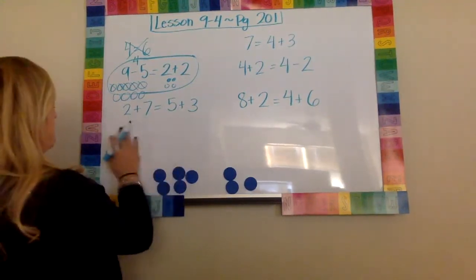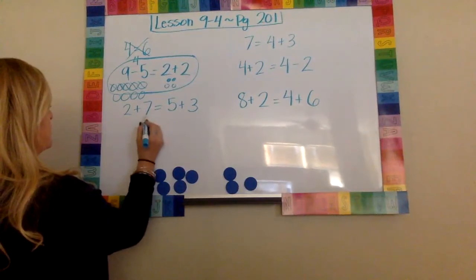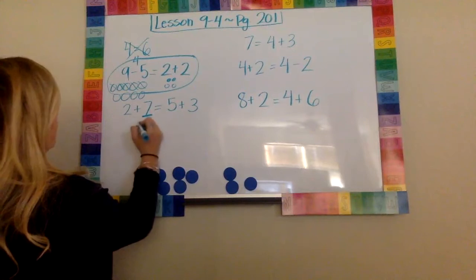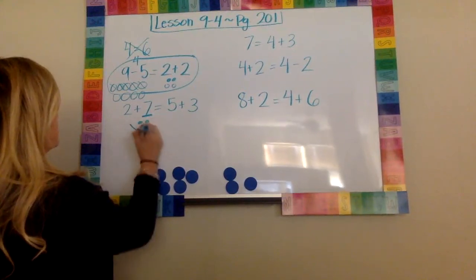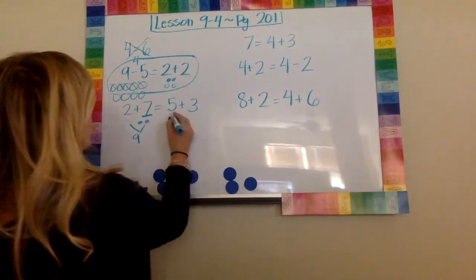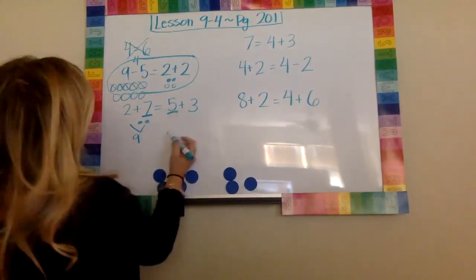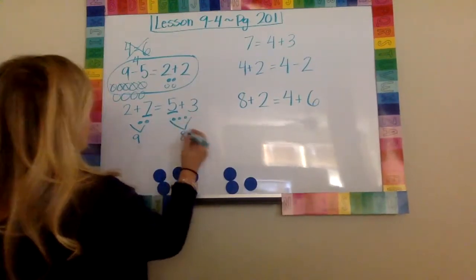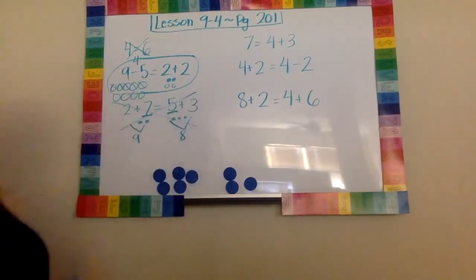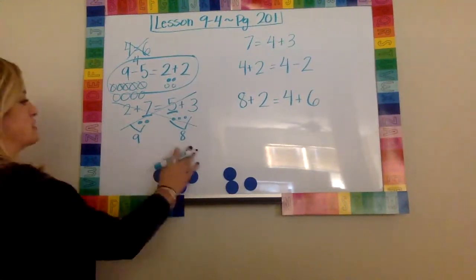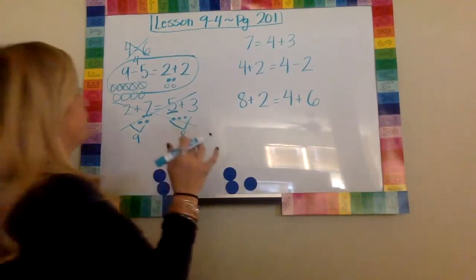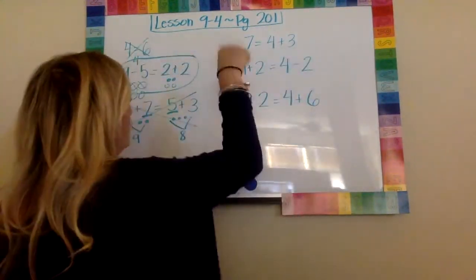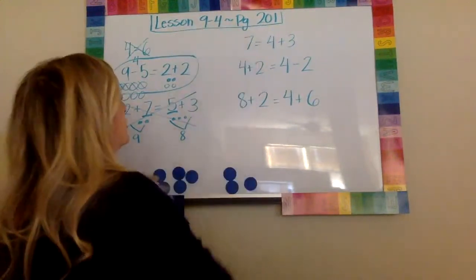Now I have 2 plus 7, so I'm going to count on with 7. I'm going to start at 7 because it's the biggest number. 7, count on 8, 9. So these together equal 9. Count on starting at 5, 5, 6, 7, 8. 5 plus 3 is 8. That is not a true equation. Both sides would need to equal the same number. Okay, 7 equals 4 plus 3. 4, 5, 6, 7. Yeah, that's true.